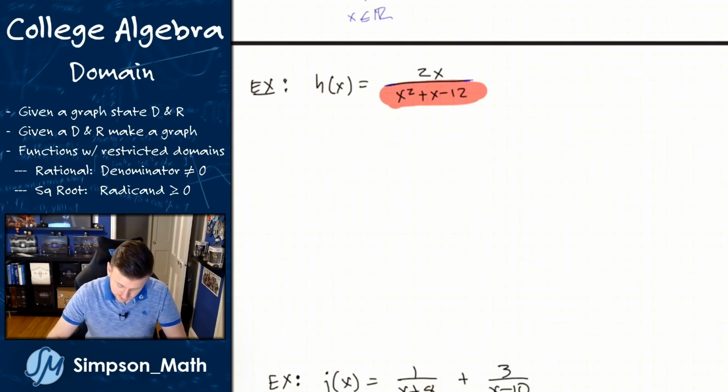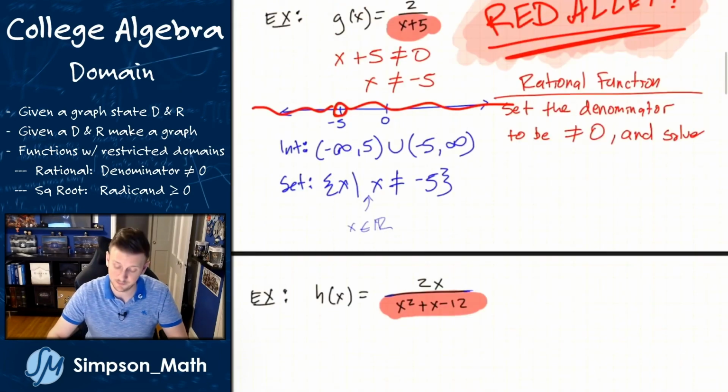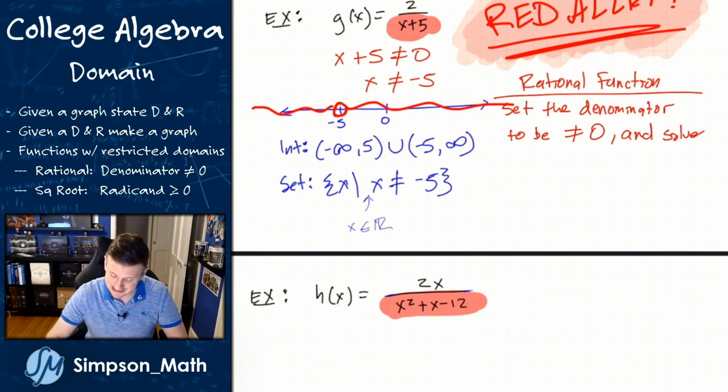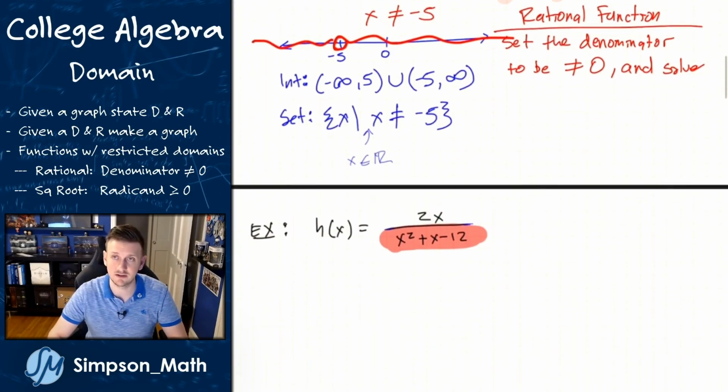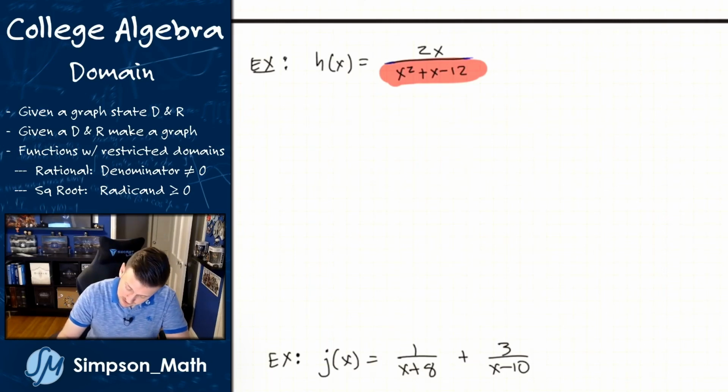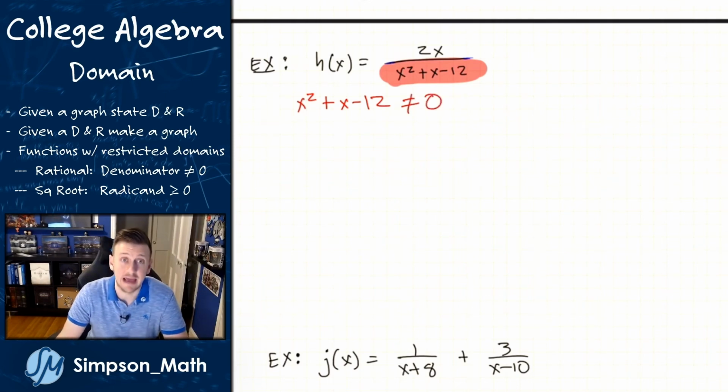They're attacking us. They're cloaked. We have to figure out what's going on. So that means, what do? Well, that means that since it's a rational function, we're going to set the denominator to be not equal to 0 and then solve. So let's do that. So I'm going to set x squared plus x minus 12 to be not equal to 0 and then solve.